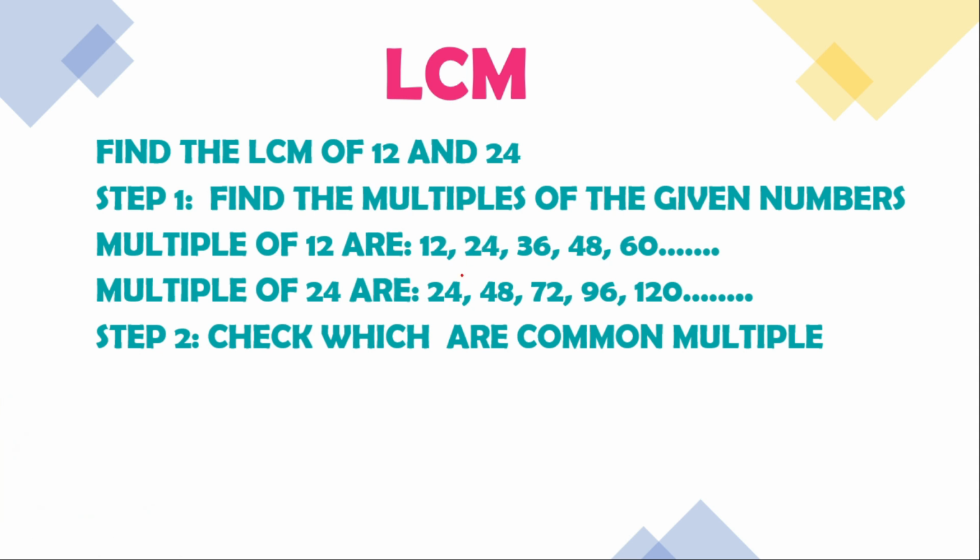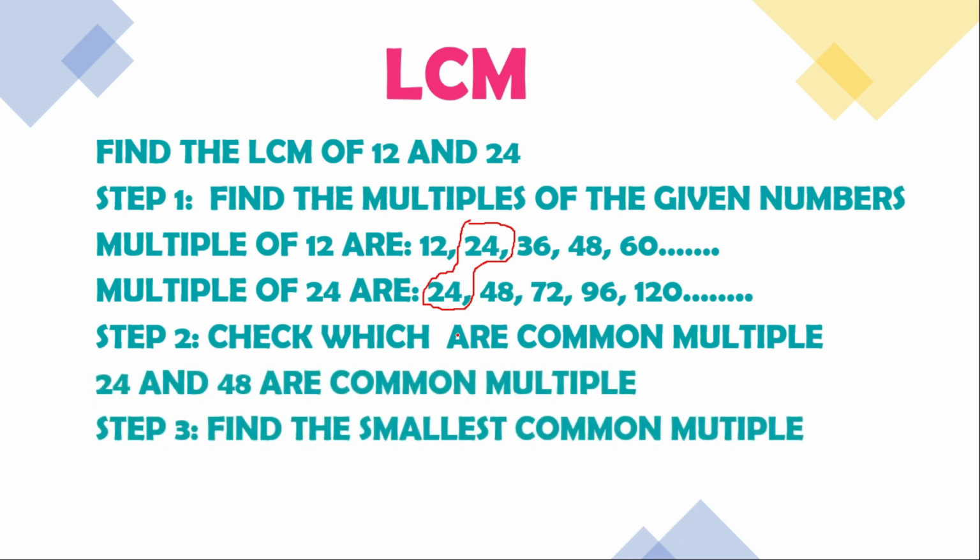Okay, so 24 is repeating twice, so 24 can be a common multiple. And there's also something important: finding a common multiple once, that means the lowest number, is enough. So here the first common multiple repeating is 24. So it's the first common multiple and the lowest common multiple. So just finding one common multiple is enough. Now we have found the lowest common multiple, which is 24.